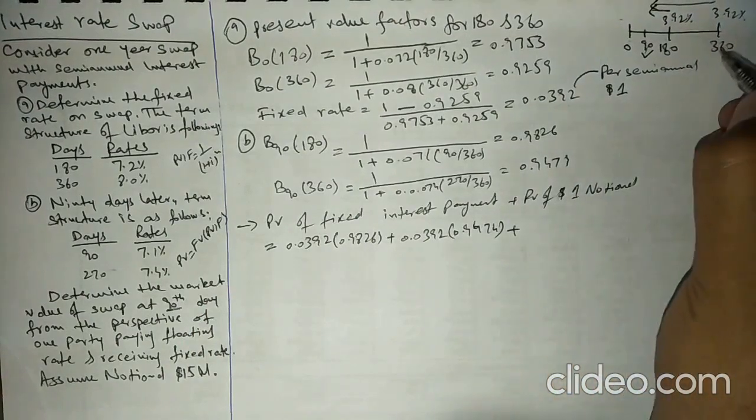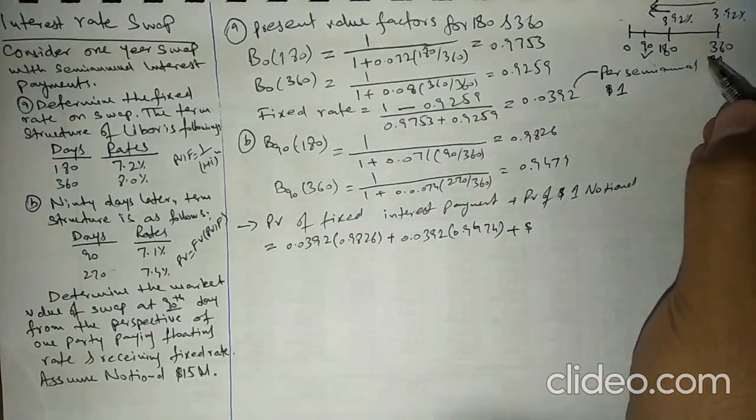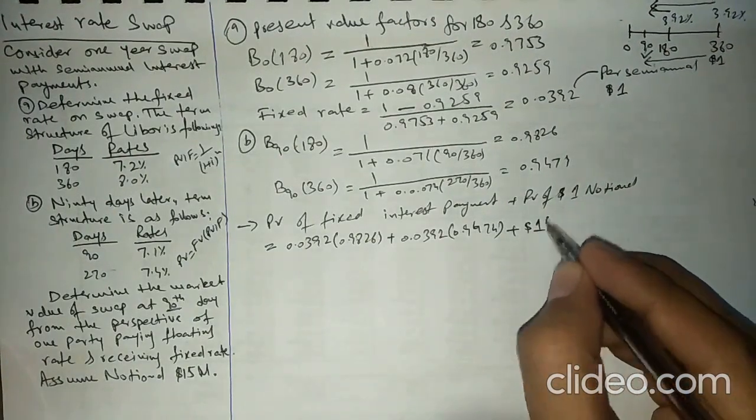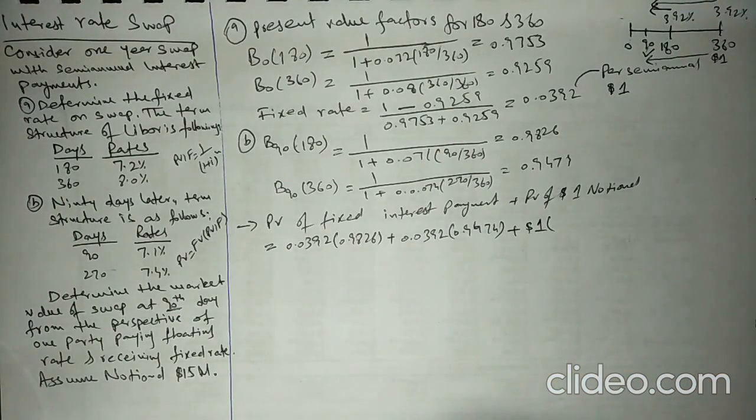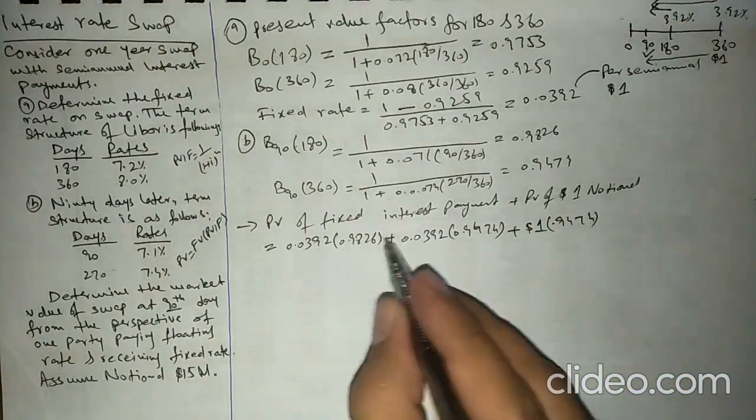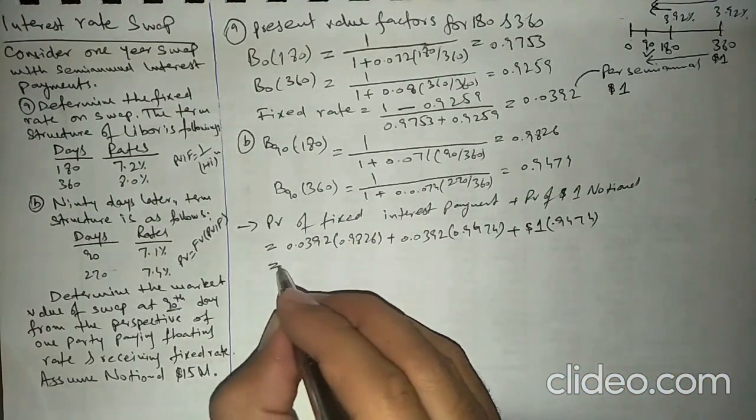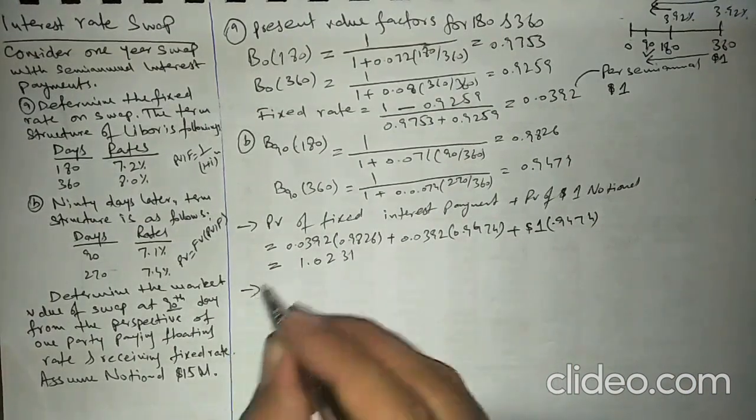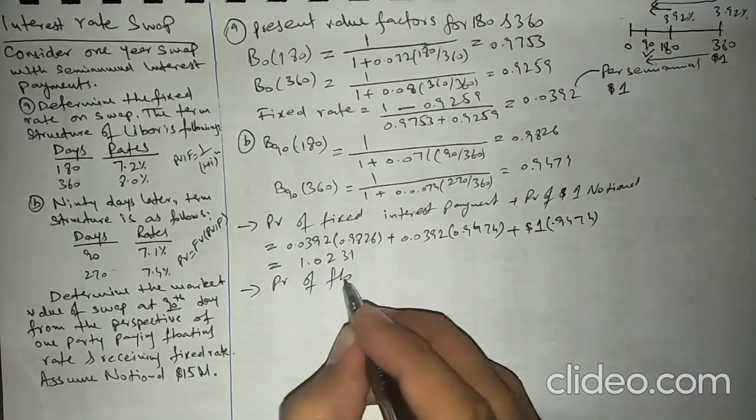And if we assume the notional principal at this point of time, which is $1, we can discount back $1 to the 90th day, from the 360th day to the 90th day. So to calculate the present value of notional principal, we will multiply this $1 by 0.9474. That's how we can calculate the present value of interest payments plus the present value of the notional amount, and the whole answer is 1.0231. After calculating the present value of fixed interest payments, now we will calculate the present value of floating interest payments.